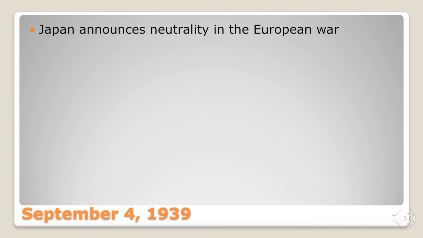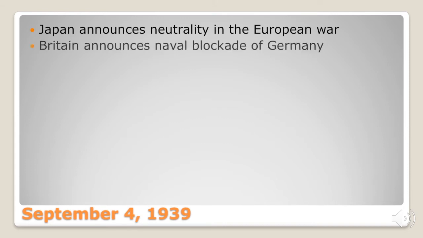Britain announces a naval blockade of Germany. They are attempting to use a similar tactic, rather, that worked in World War I, that is blockading, preventing Germany from being able to access the ocean and trade, et cetera. And in the phony war, we'll talk a little bit more about why that had limited effectiveness.